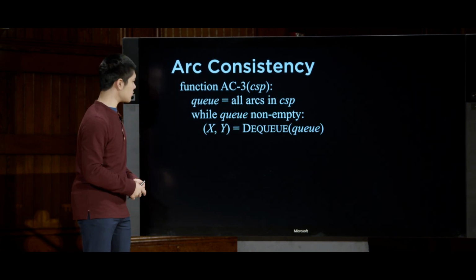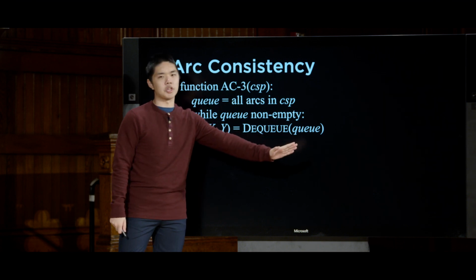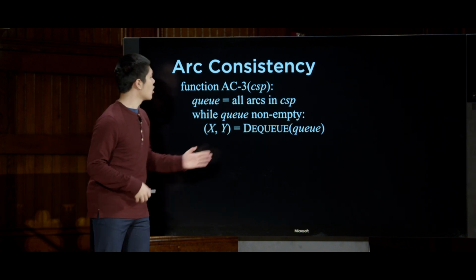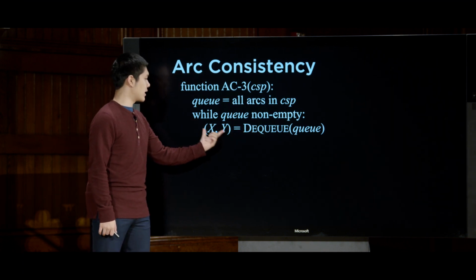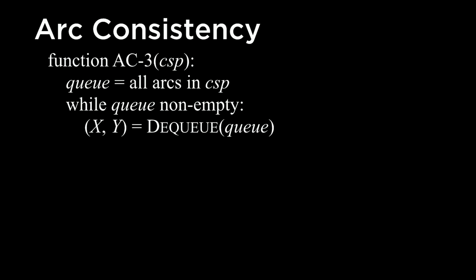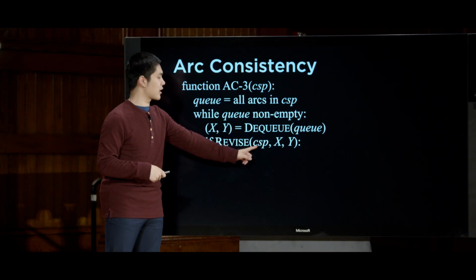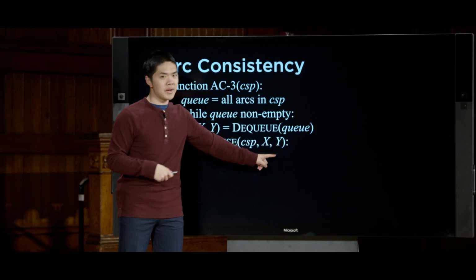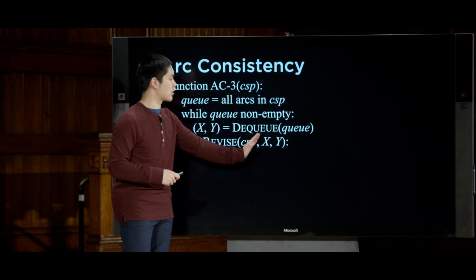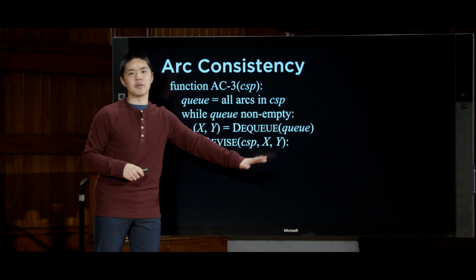What do we have to do? Well, we'll start by dequeuing from the queue. Remove something from the queue. And strictly speaking, it doesn't need to be a queue, but a queue is a traditional way of doing this. We'll dequeue from the queue, and that'll give us an arc, x and y, these two variables where I would like to make x arc consistent with y. So how do we make x arc consistent with y? Well, we can go ahead and just use that revise function that we talked about a moment ago. We call the revise function, passing as input the constraint satisfaction problem, and also these variables x and y, because I want to make x arc consistent with y. In other words, remove any values from x's domain that don't leave an available option for y.